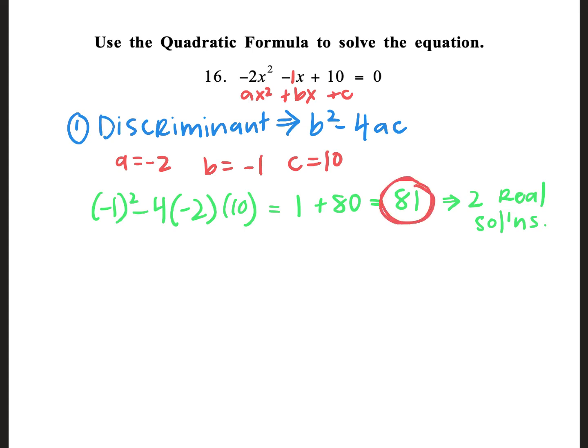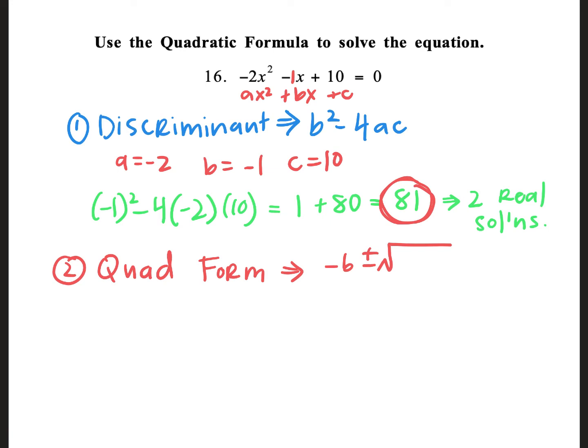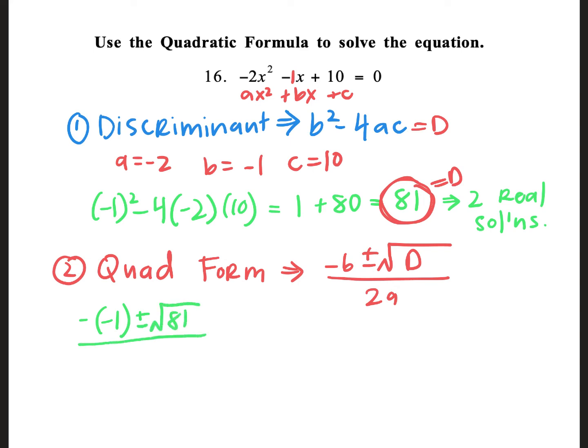in our next problem. The second part of this is we're going to use our quadratic formula. I'm just going to call it the quad form. My quadratic formula is -b plus or minus the square root of your discriminant, let's call it d, all over 2a. Again, we already figured out our b, our a value, and d, so we just have to plug everything in. So we have -b, so -1, plus or minus the square root of our discriminant, which was 81, all over 2 times our a value, which is -2.